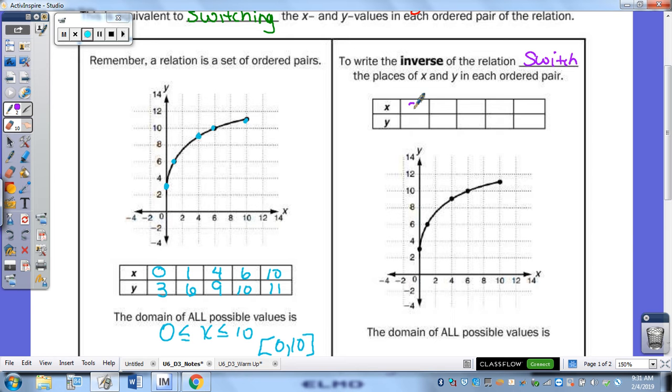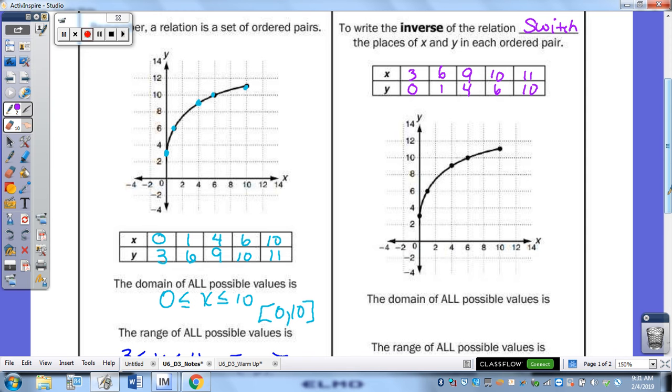So then my first point ends up being the point 3, 0, because it started as 0, 3, so I flipped them. And then it would be 6, 1, 9, 4, 10, 6, and 11, 10. Those are the points we'll use to help us graph our inverse of that first original function.